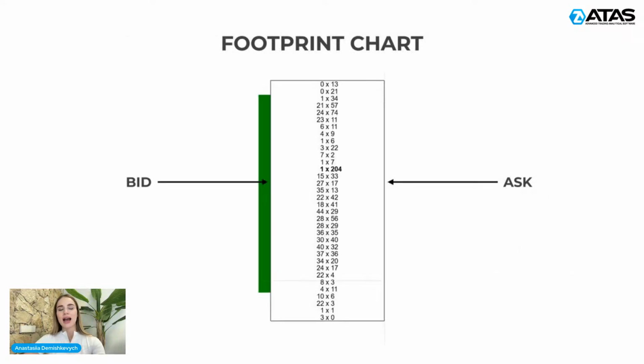Now, let's have a look at how trades are displayed inside of the footprint candle. On the right side of the footprint, you can see ask, meaning aggressive buyers hitting passive sellers. On the left side, you can see bid, meaning aggressive sellers hitting passive buyers, okay?